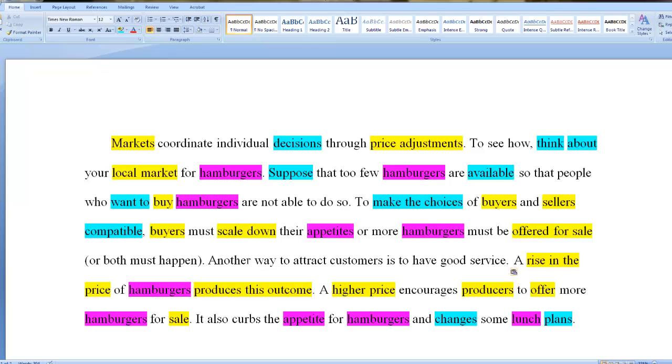If I tried to categorize the topics here, I would have customers, which I could probably put into price adjustments category. Attract, I might be able to fit that into the decision making category, but good service does not necessarily fit into any of these categories. And so what I would have is a single word that's in a separate category, and that should be a red flag to you that this sentence might belong in a different paragraph or might not belong in this essay at all. It might be outside the scope of the essay and therefore you need to remove it.